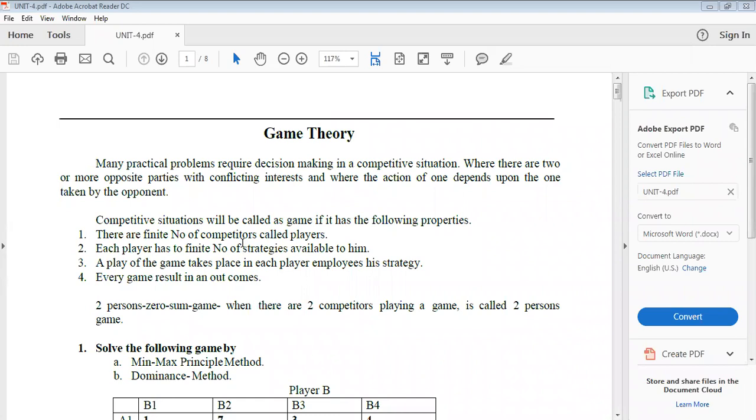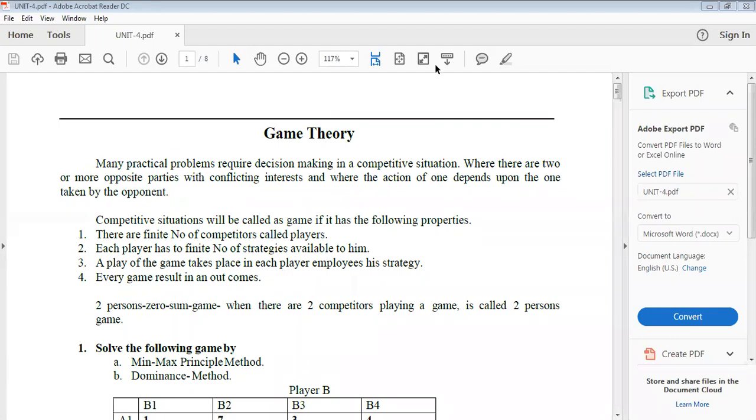There are a finite number of competitors, like players. Each player has a finite number of strategies available to them. A play of the game takes place when each player employs his strategy. Every game results in an outcome. So these are the situations; competitive situations will be called a game.